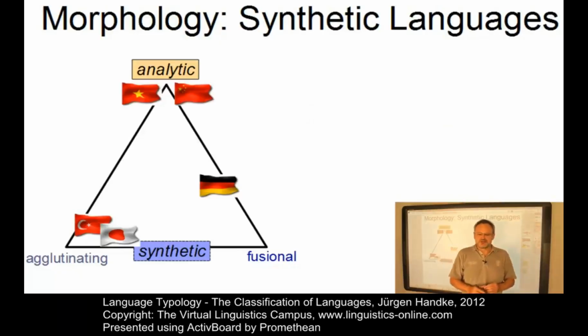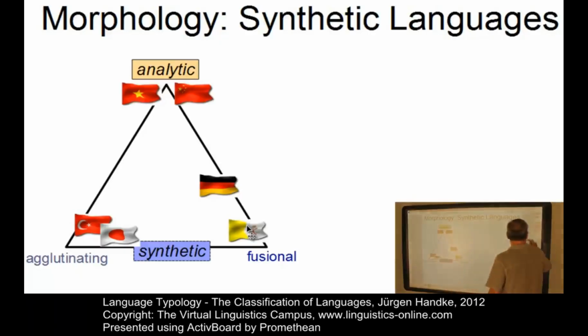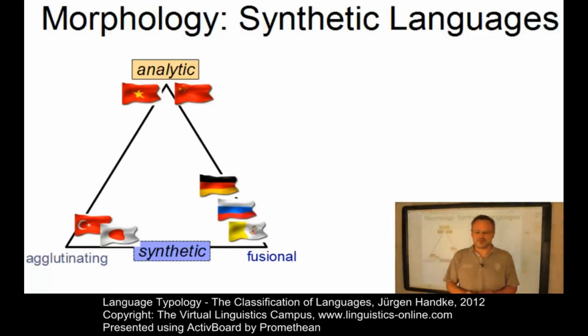Most Indo-European languages are fusional. For example, Latin, which is fairly synthetic and fusional. Russian, which is also fairly synthetic and fusional, but perhaps less synthetic than Latin, but more synthetic than German. So these Indo-European languages are synthetic and fusional.